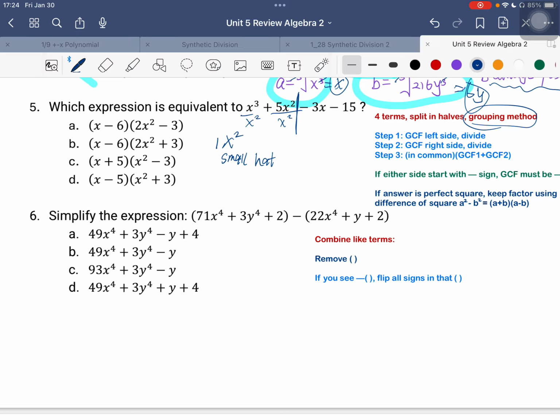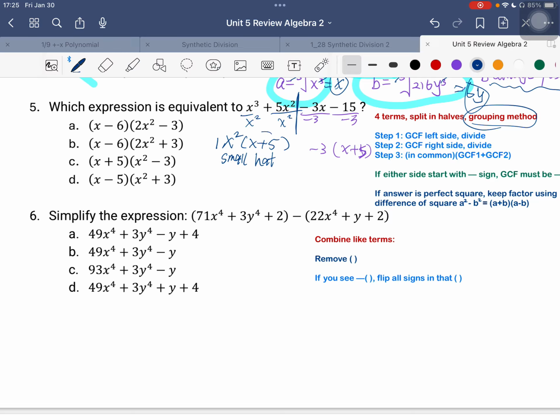And the right half, let's see, it starts with negative, so it must be negative something. 3 and 15, GCF is 3, and x doesn't share, so the GCF is just negative 3. Divide everything by negative 3. Okay, so on the right side, it left you x plus 5, my bad. And the left side is also x plus 5.